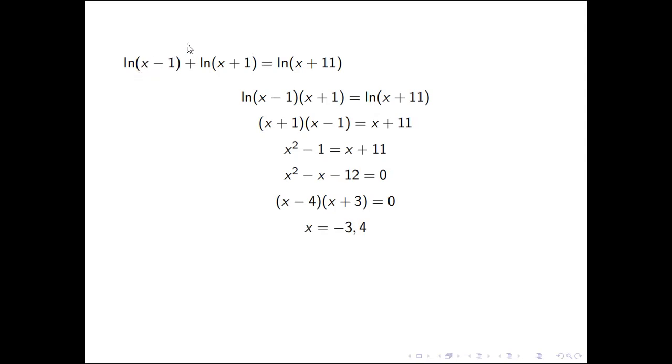And actually, for x minus 1, you plug in negative 3. So both of these two would be undefined. And in terms of real numbers, the equation won't have meaning when we put negative 3. So the only solution for this equation is x equals 4.